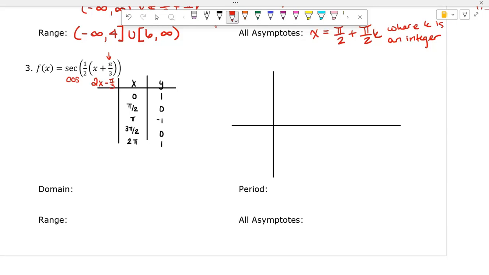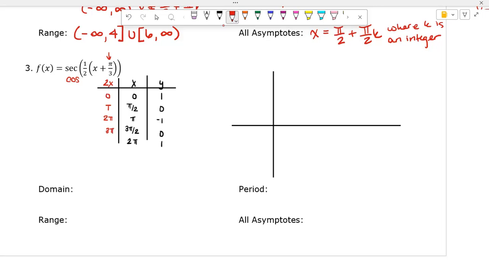So if I do 2 times 0, you know what, I'm going to do this in two separate steps because I know the majority of you are probably going to get lost on some of this. So let's do 2x first. If I do 2 times 0, I get 0. And then 2 times pi over 2 gives me pi. 2 times pi is 2 pi. 2 times 3 pi over 2 is going to get me 3 pi.